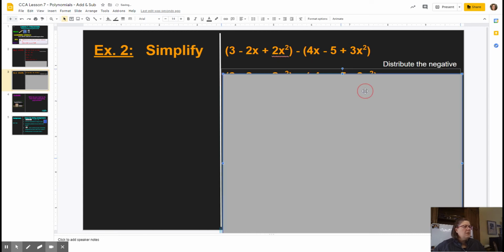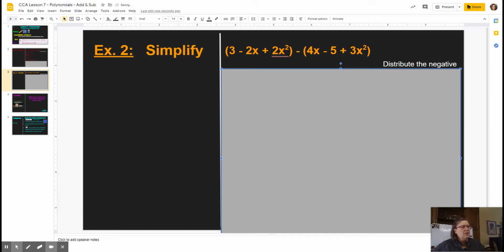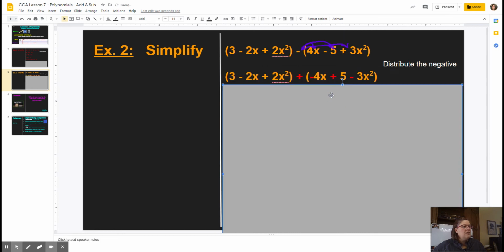So the first thing that I'm going to suggest that we do is take this negative outside the second set of parentheses and distribute it through this entire expression. We're going to multiply each of those terms by that negative. Okay, so then that turns this entire problem actually into an addition problem, and we seem to have fewer mistakes when we have addition problems.